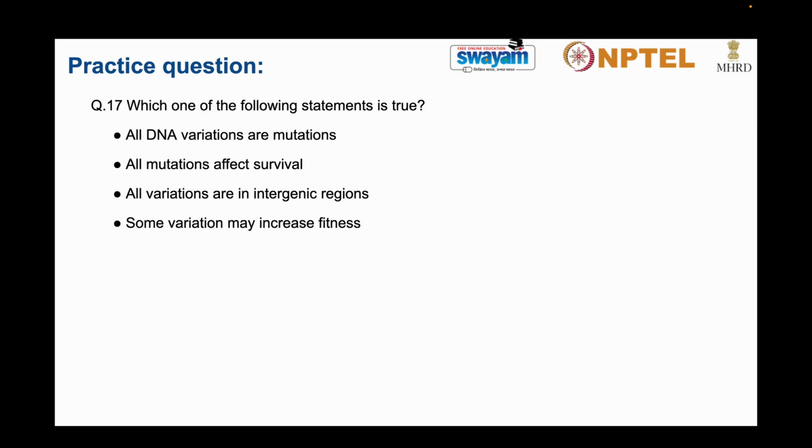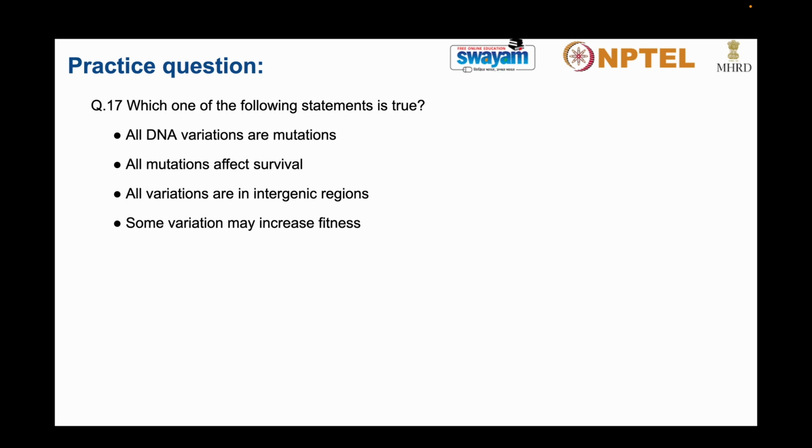That will be the last question for this session, which is: which one of the following statements is true? All DNA variations are mutations, all mutations affect survival, all variations are in intergenic regions, and some variations may increase fitness. So now what do you think? This has also been discussed in previous sessions. By this time you should have an idea about this.